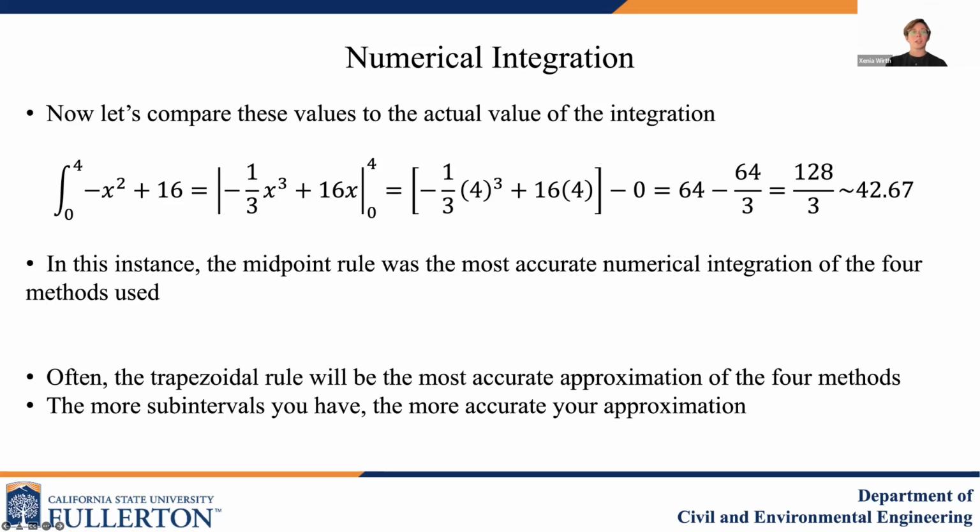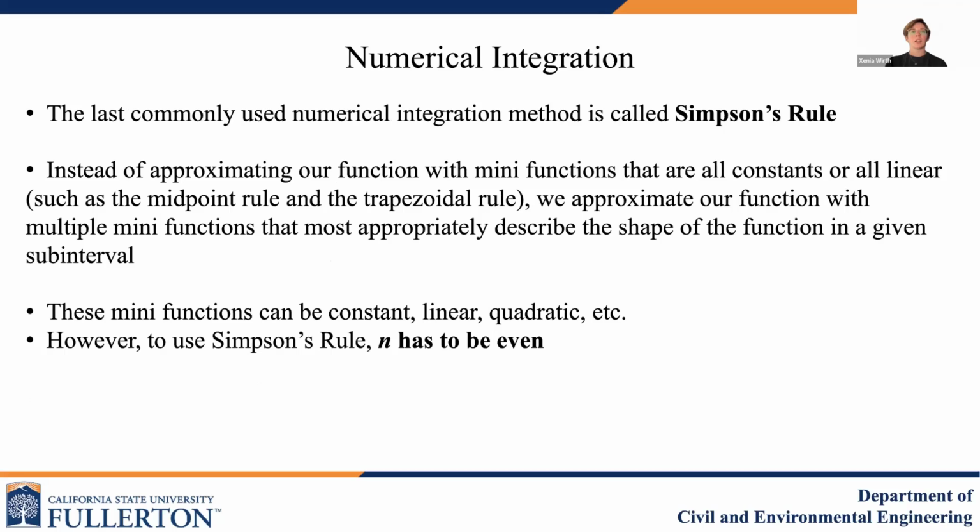And in general, if we had increased n, or if we had increased the number of subintervals, we would have a more accurate approximation. There is one more numerical integration method that I would like to discuss, and that is called Simpson's rule. Instead of approximating with rectangles, which have a flat horizontal slope at the curve, or approximating with trapezoids, which have a linear shape at where the curve is, we can approximate our function with many functions that have a wide variety of slopes.